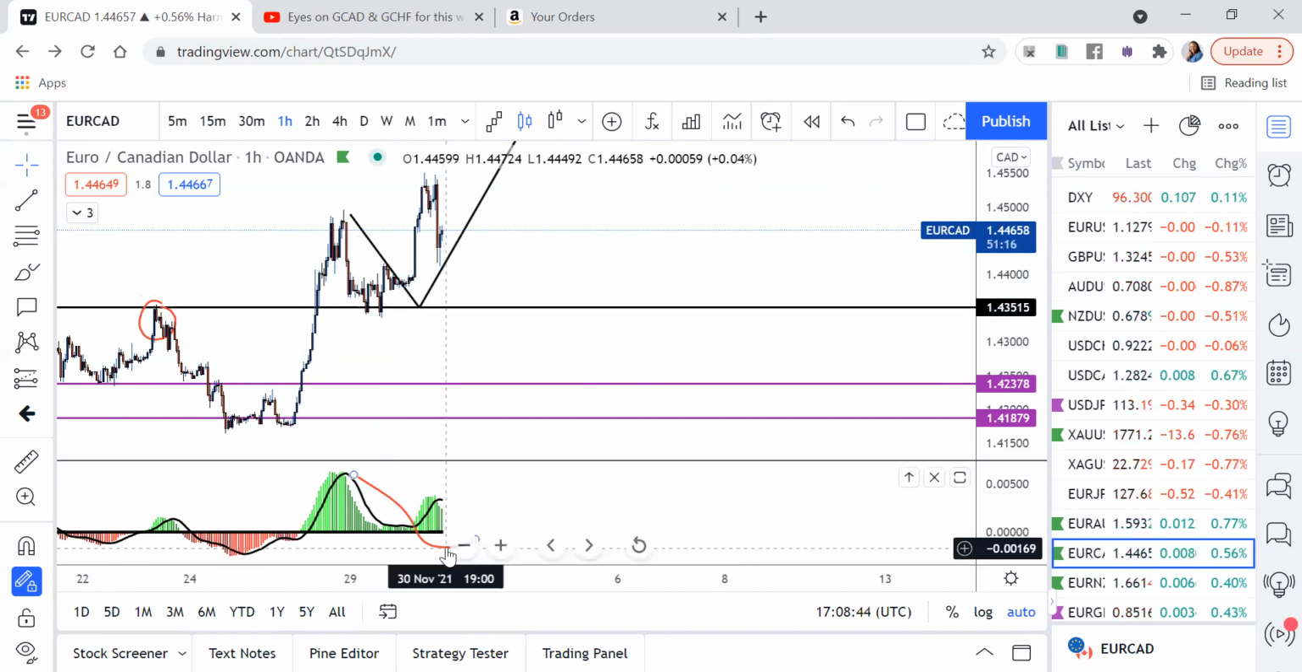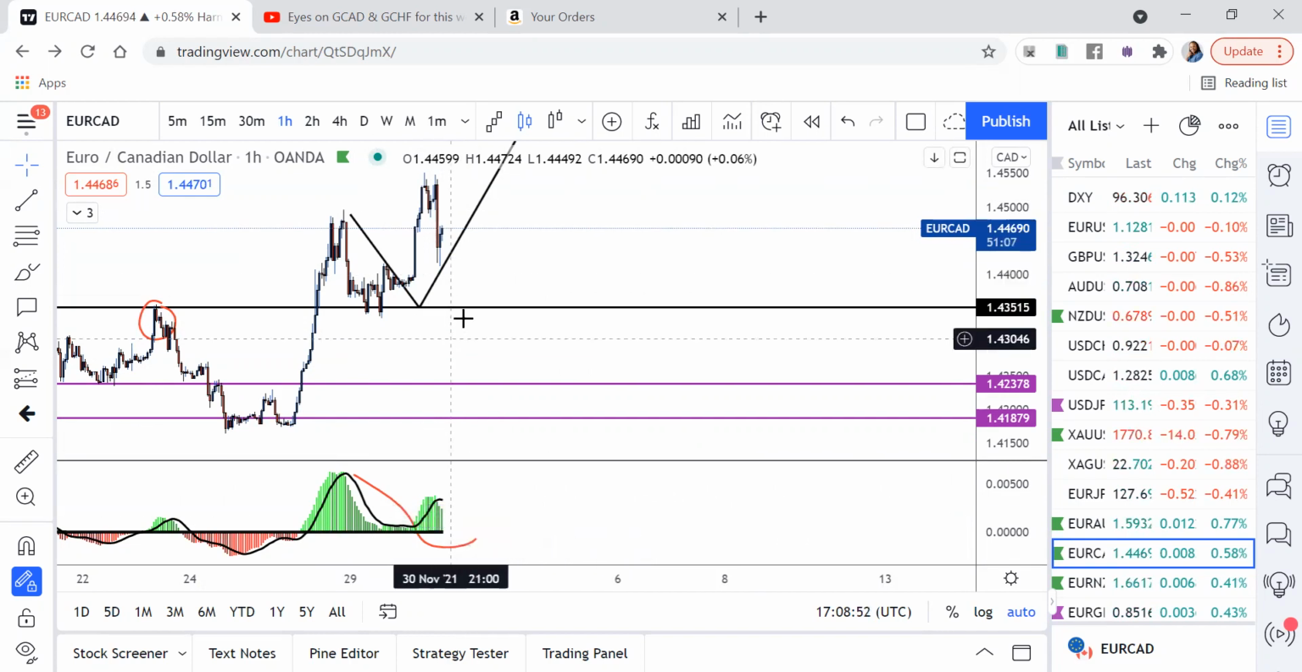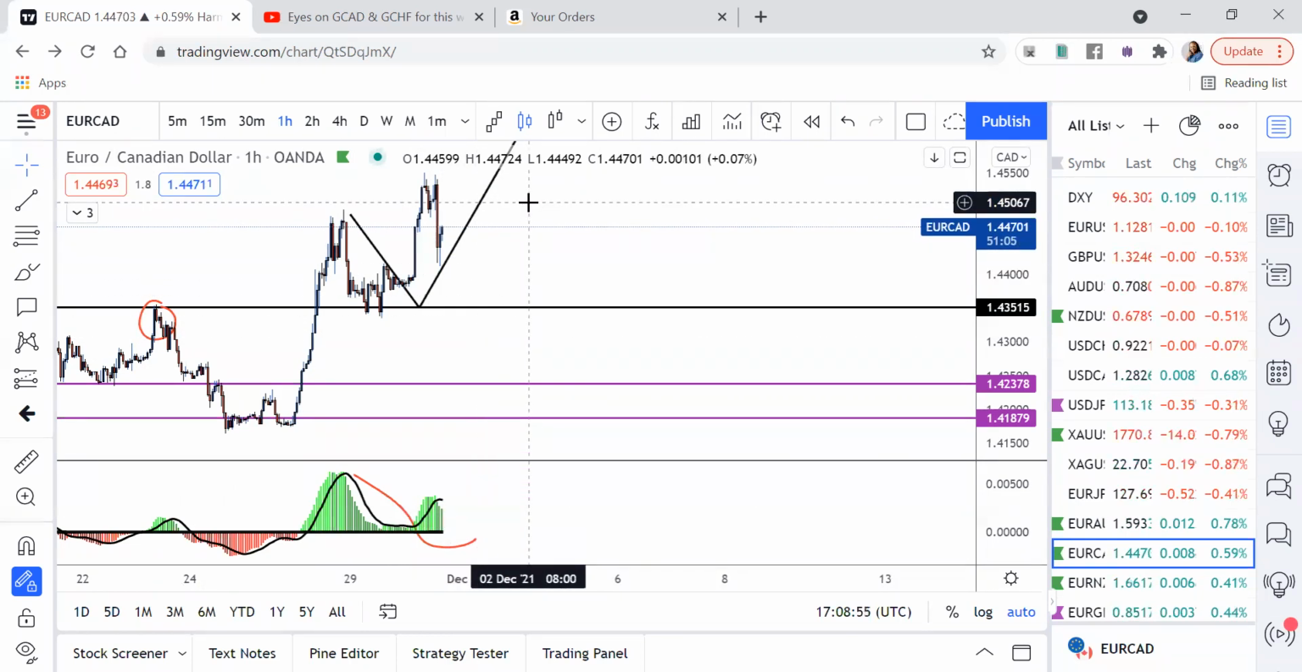So what I want to see is this. And I pointed it out to you guys. I want price to come down to here and I want my 1 hour MACD to cross over to my red zone. Then I'm going to take my Euro CAD.